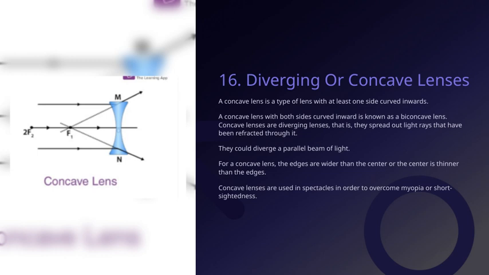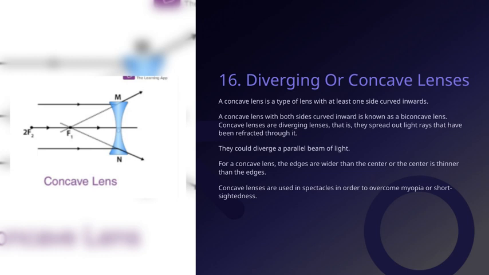Imagine shining a parallel beam of light at a concave lens. What happens? The rays spread out, diverging away from each other. This is a key feature of concave lenses. They cause divergence. If you look at a concave lens, you'll notice the edges are wider than the center, or alternatively, the center is thinner than the edges. This shape is what makes the lens diverge light in that characteristic way.